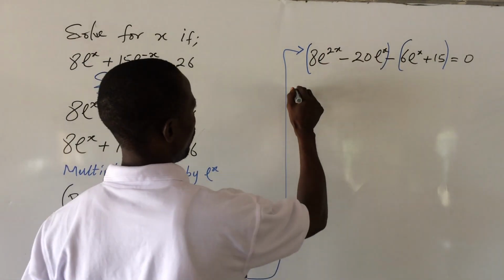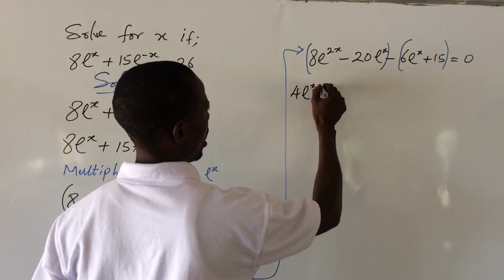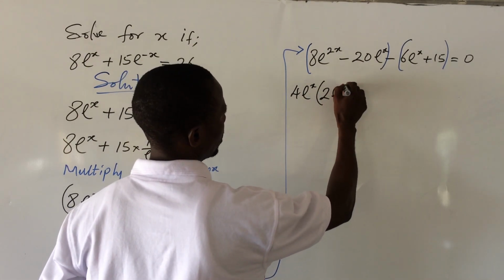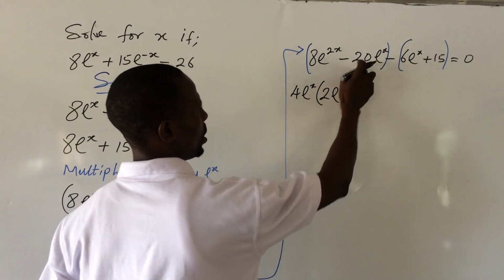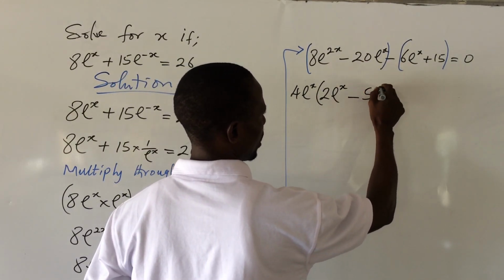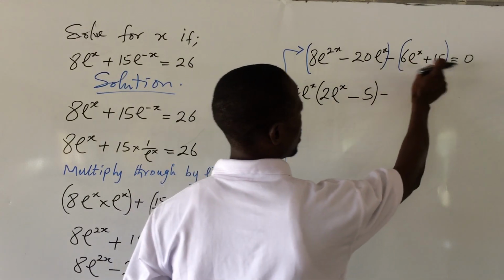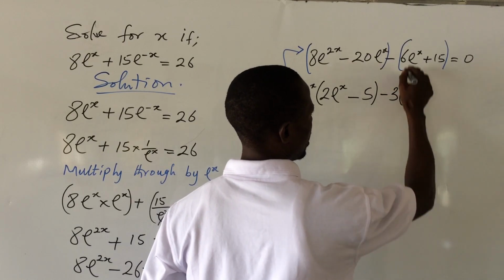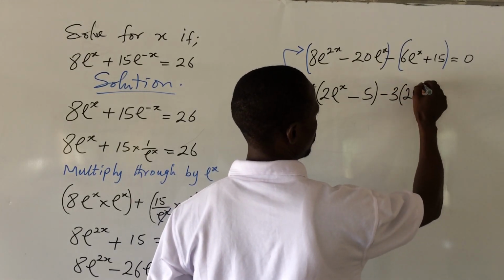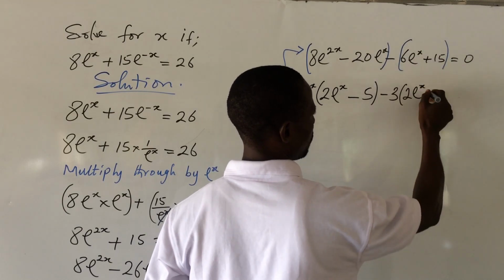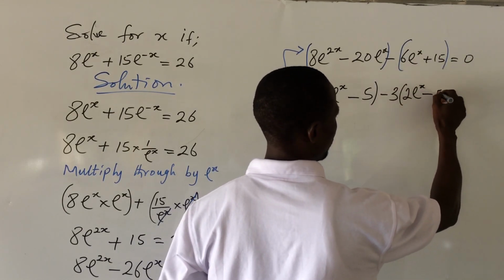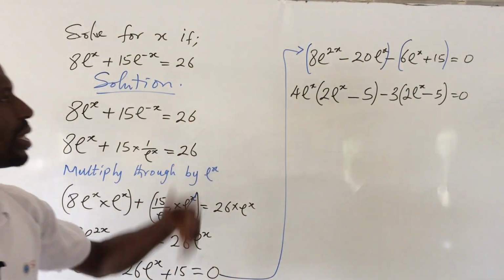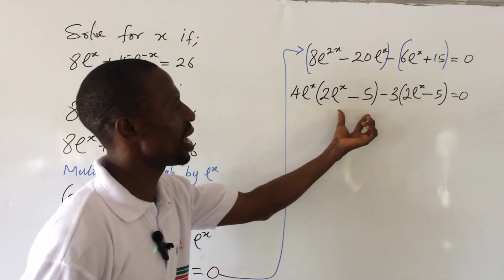So if we bring out 4 exponential x, this will give us 2 exponential x minus, 4 into 20 will give us 5, close bracket, minus, what is common to 15 and 6 is 3. So 3 here will give us 2 exponential x. The minus we multiply the plus to give us minus 5 equal to 0. Now that we have this, take a critical look at the terms we have in the bracket.